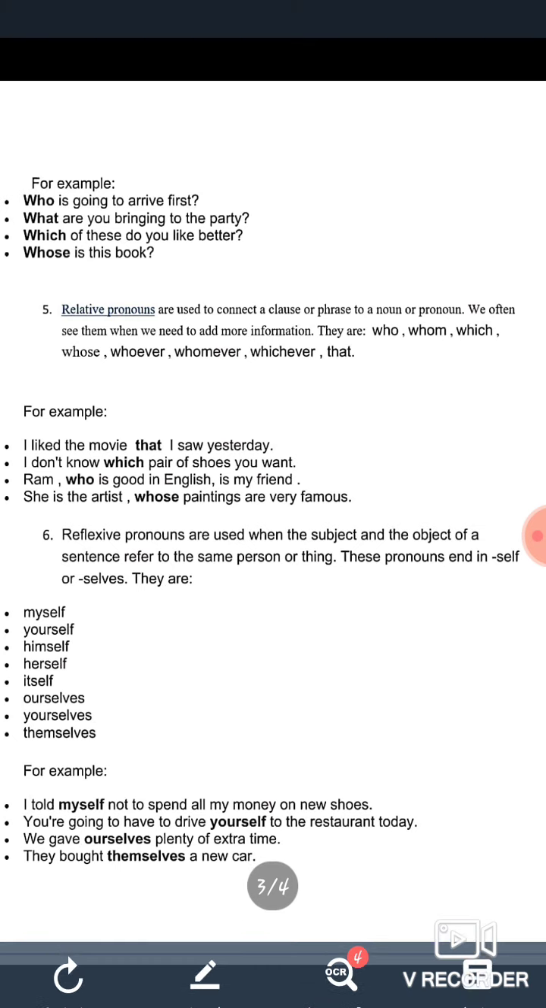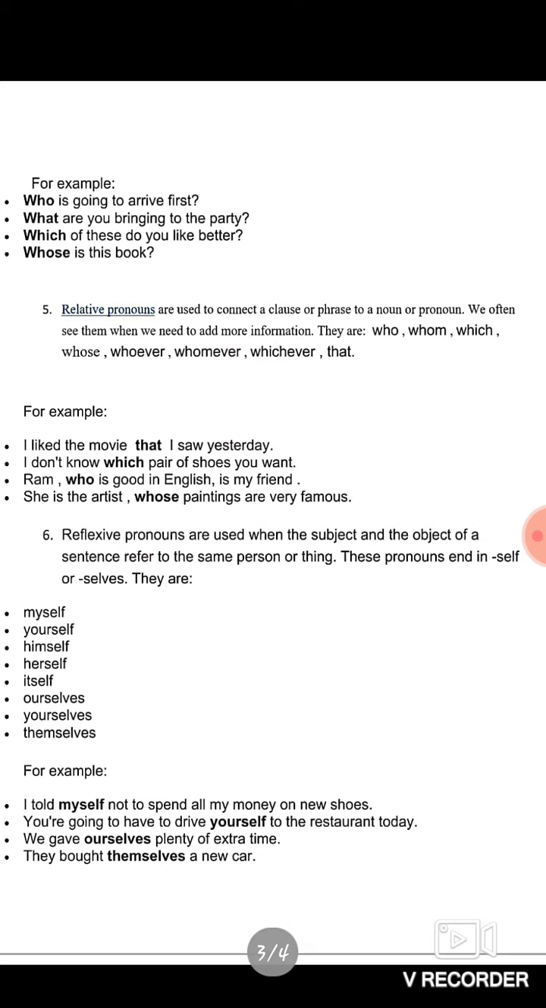Let's read the examples. I told myself not to spend all my money on new shoes. So the doer of the action and the receiver of the action is myself. It is always used with a personal pronoun. Remember that. You are going to have to drive yourself to the restaurant today. We gave ourselves plenty of extra time. They bought themselves a new car. In these sentences, the words used with self and selves are the reflexive pronouns. Alright. So these are the 6 types of pronouns which we are going to study.